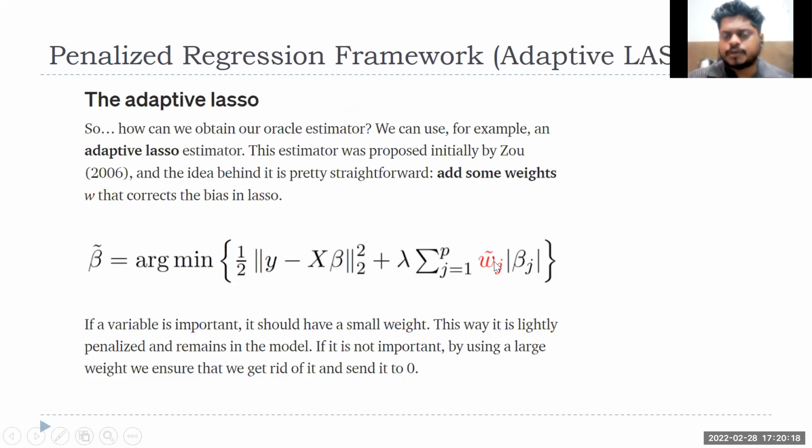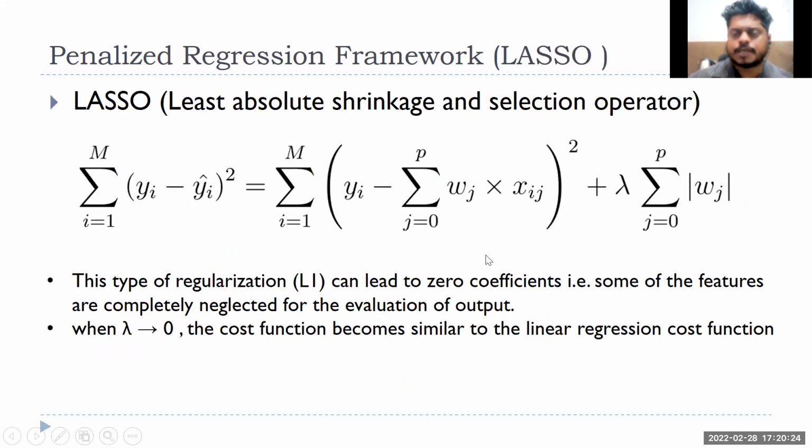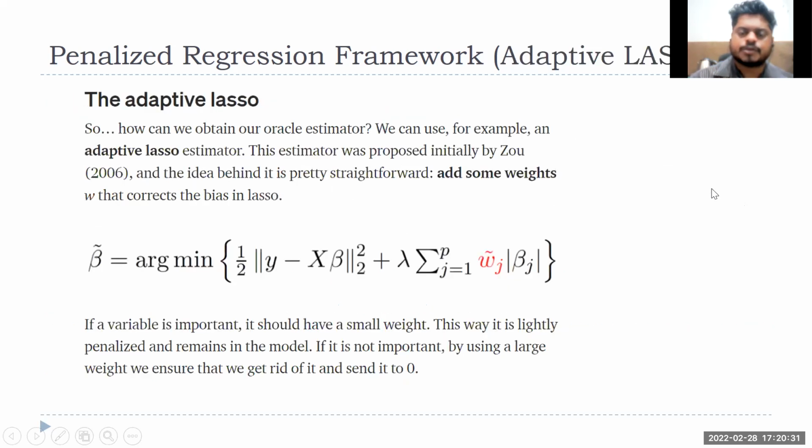And adaptive lasso is on the coefficient itself. So I add another weight. If you compare with your lasso, this is the absolute value of your coefficient, right? And on that parameter I'm adding one more weight. And how do I define that weight? Depending upon my prior experience, business experience.